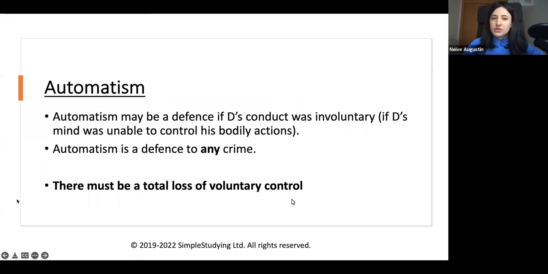There is also another defense that can apply, automatism. Automatism may be a defense if the defendant's conduct was involuntary, when the defendant was not able to control their bodily actions. It can be a defense to any crime, but it has to be a total loss of voluntary control.